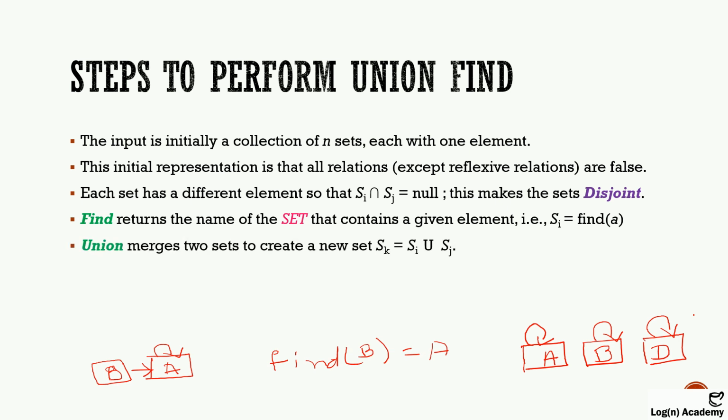Union merges two sets to create a new set. If we union A and B, in this case we unioned A and B, and we got a new set which is A.